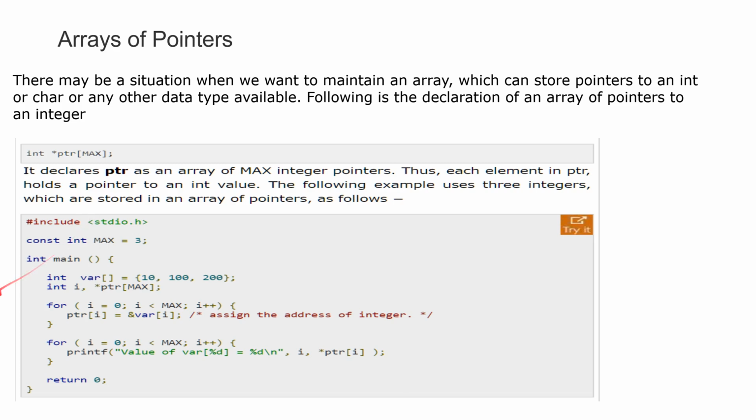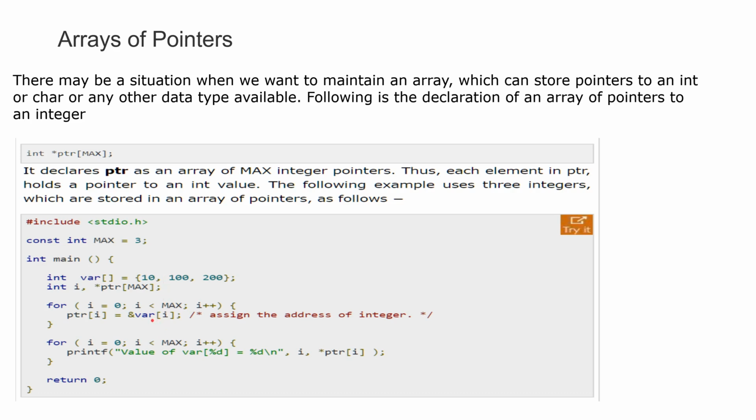We have some sample code here. So we declare var as an array of ints. We have i as a looping variable, and we have an array of pointers to int named ptr that is 3 elements wide. We see max declared up here, or defined up here.